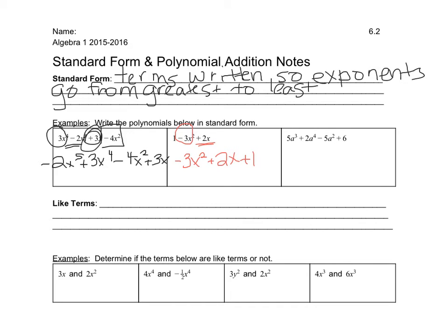Our last example, our highest exponent is this a to the fourth. So 2a to the fourth comes first. Our next highest exponent is a 3, so we have plus 5a to the third power. Then we have this a to the second power, and notice that the 5 in front of the a to the second power is negative, so we have minus 5a squared. And last but not least, we have this plus 6.